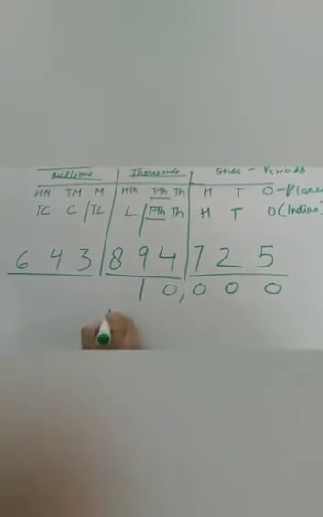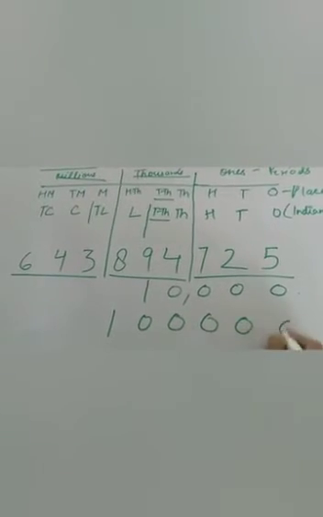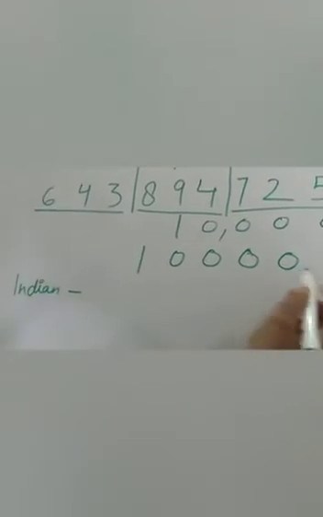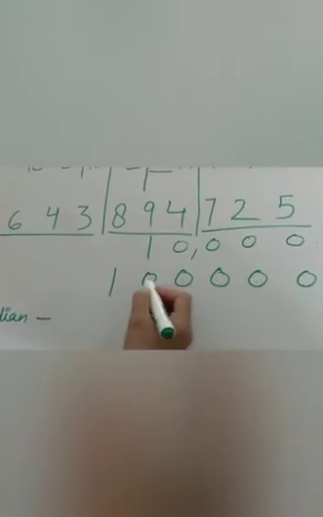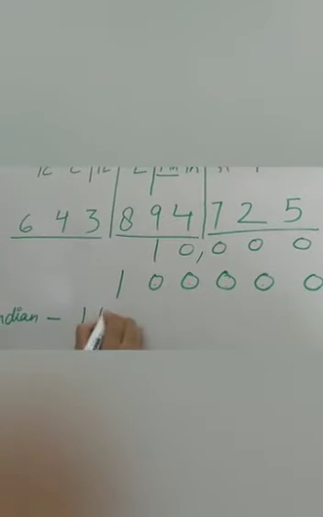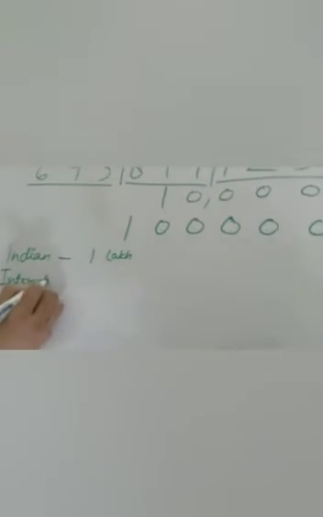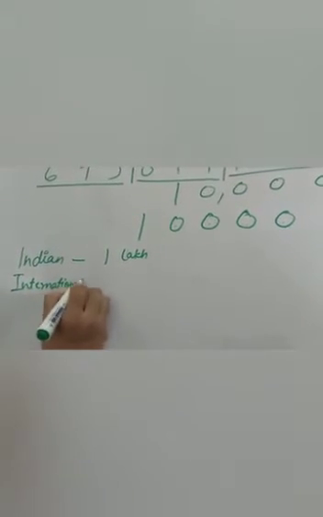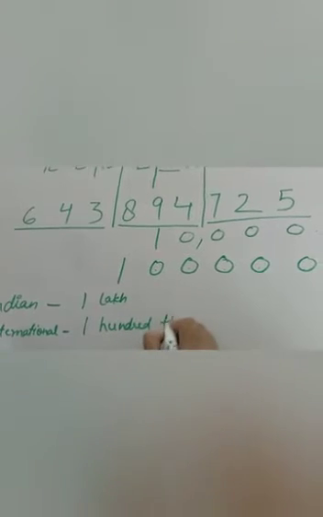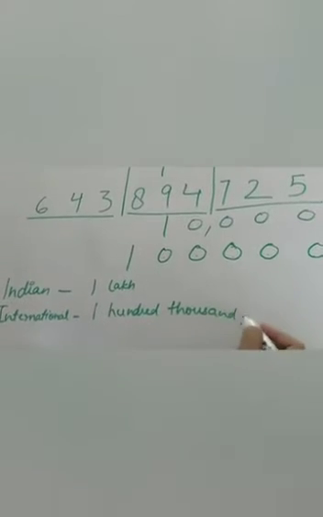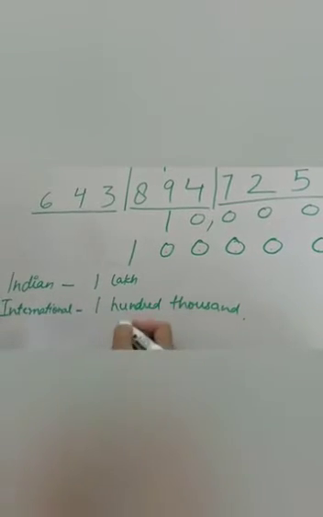So I will take a 6-digit number. According to the Indian system, it will be ones, tens, hundreds, thousands, ten thousands, lakh. It is 1 lakh. But according to the international system, it becomes 100,000. So they are different for numbers of more than 5 digits.